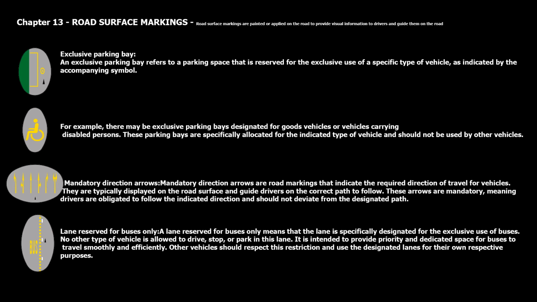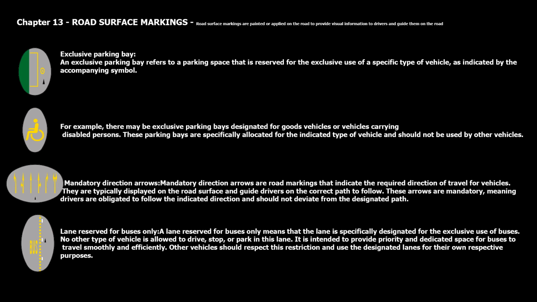So looking at the first sign, road surface marking, which is called the exclusive parking bay. This parking bay refers to a parking space that is reserved for an exclusive use of specific type of vehicle. For example, you will see that it'll be accompanied by a logo or sign, for example, a wheelchair. So this will be indicating that this parking bay is reserved for disabled persons. So when parking, make sure that you check out if it's a reserved parking bay.